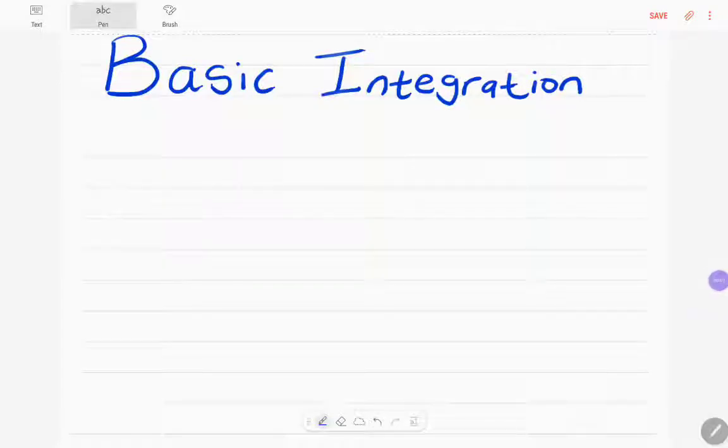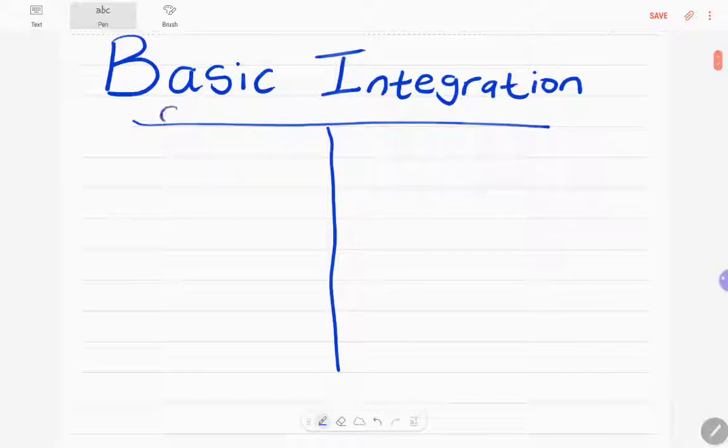Hi guys, in today's lesson we're going to talk about basic rules of integration. Integration is the inverse of differentiation. That means we have to remind ourselves of the basic rules of differentiation in order to apply them in integration. Now let us draw a table. We have differentiation and we have integration.